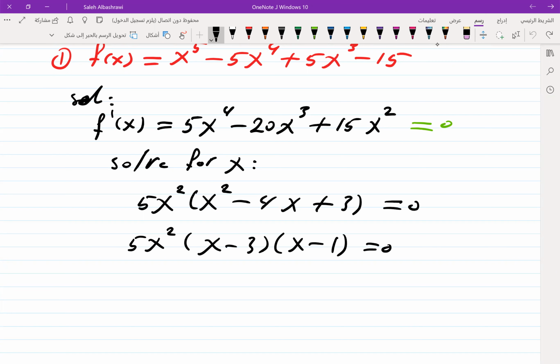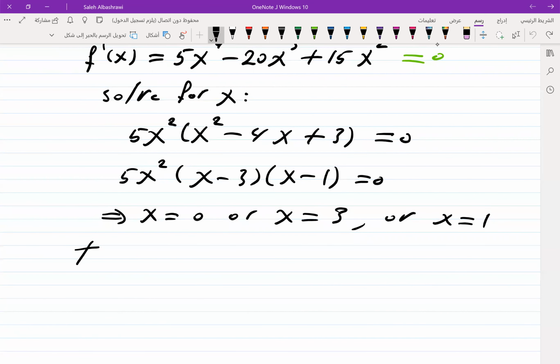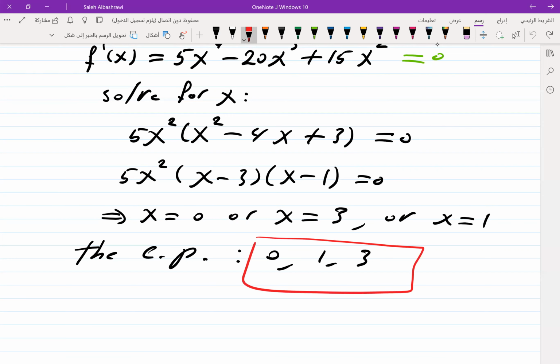which means x equal to 0 or x equal to 3 or x equal to 1. So these are the critical points. Critical points are 0, 1, and 3. So these are the critical points of this function. The idea is to differentiate and equate it to 0, then solve for x to find the critical point.